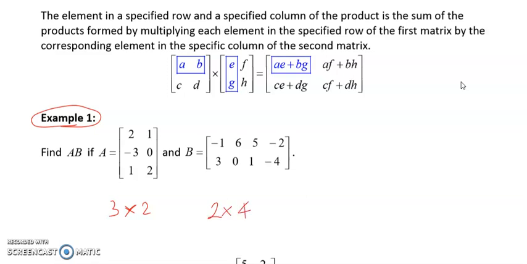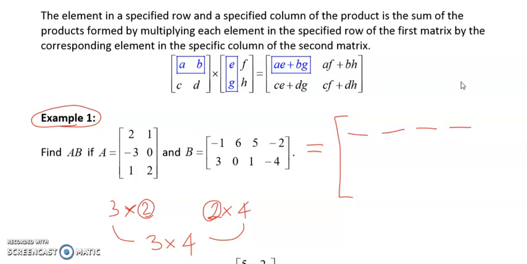Am I allowed to multiply these? Well, you look to see if the numbers in the middle are the same. 2 and 2. Okay, they're both the same. That means that we are allowed to multiply them. And now that you know that you're allowed to multiply them, how big is your answer going to be? Well, that is given by these numbers on the outside. You're actually going to have a 3 by 4 matrix for your answer. So if you wanted to, you could even write down right now a blank matrix that has 3 rows, 1, 2, 3 rows and 4 columns.